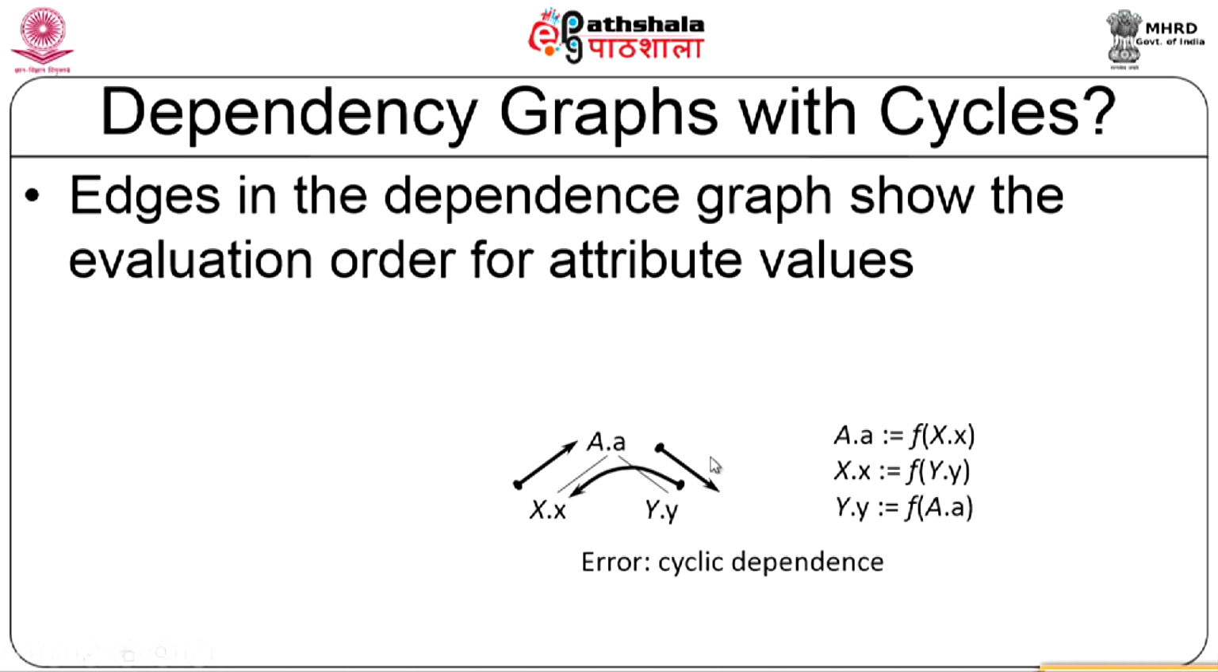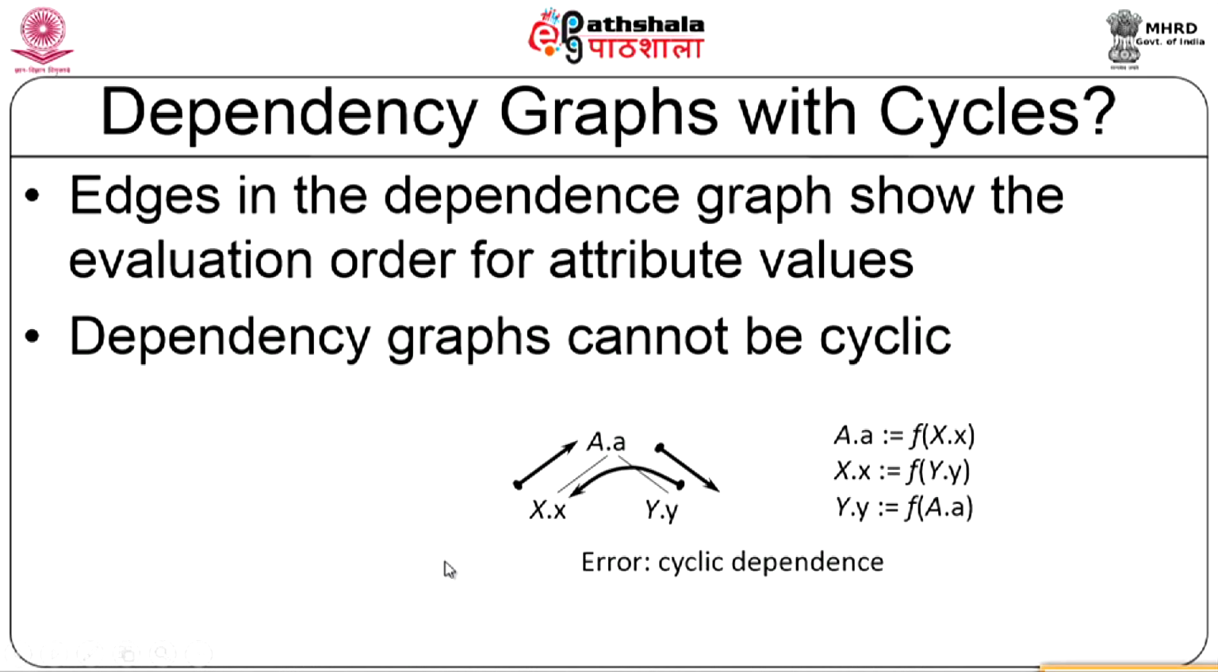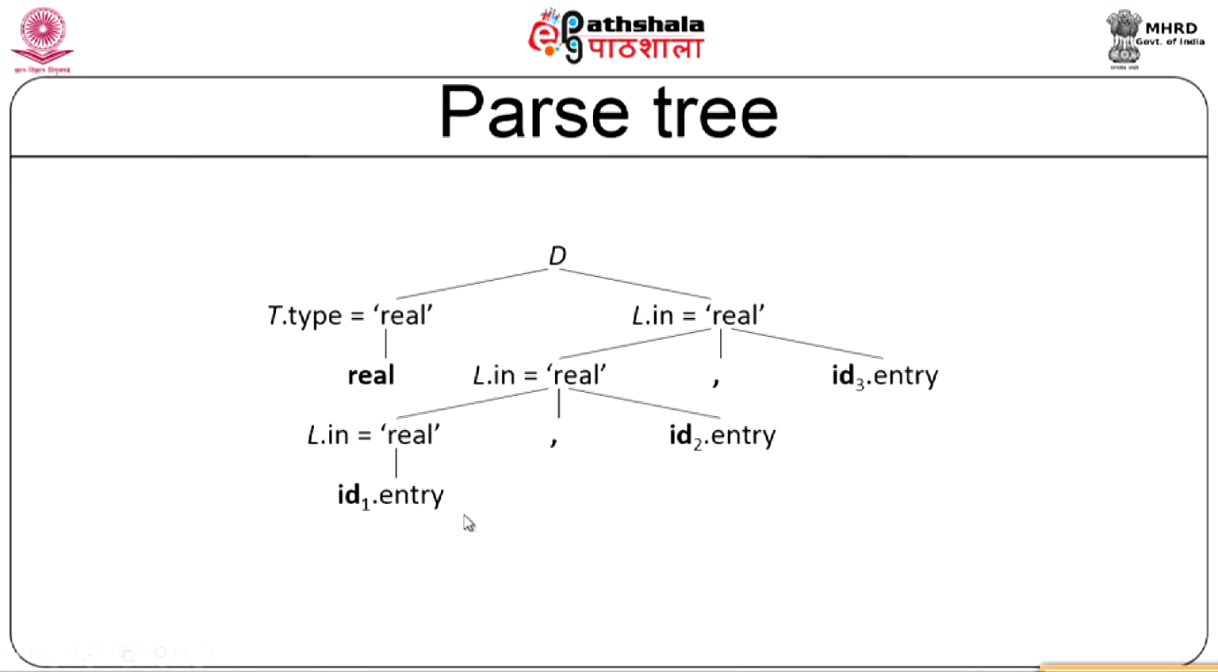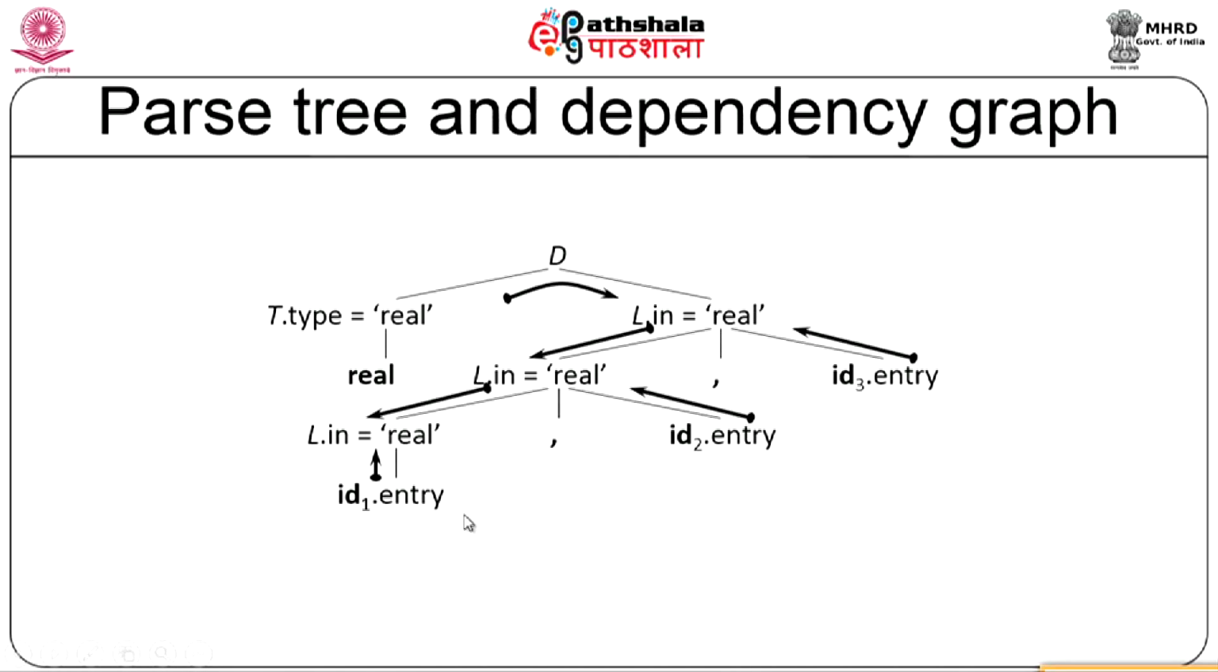Here is an example of a cycle: the value of A depends upon X, the value of Y depends upon A, and the value of X depends upon Y. So, there is going to be a cycle. The graph should basically be an acyclic graph, because to avoid computational difficulty, it has to be acyclic. This is the example of a parse tree and this is going to be the dependency graph.